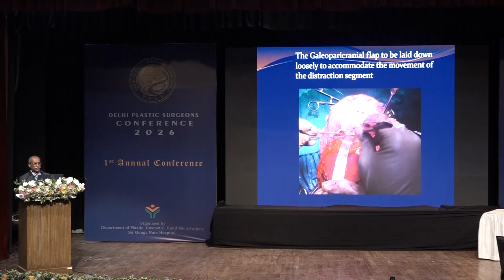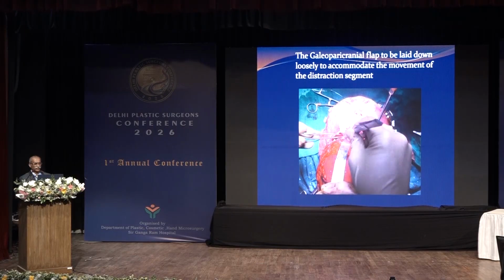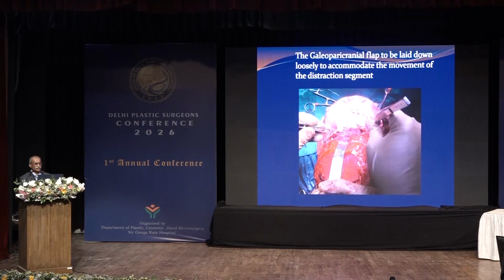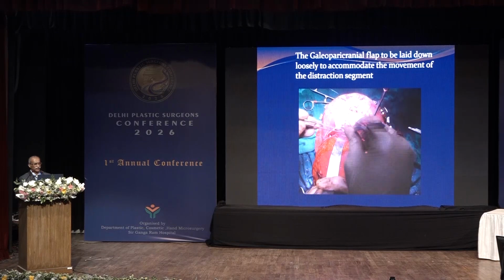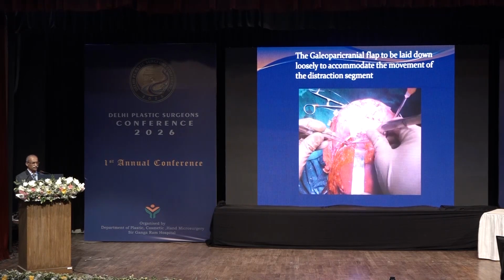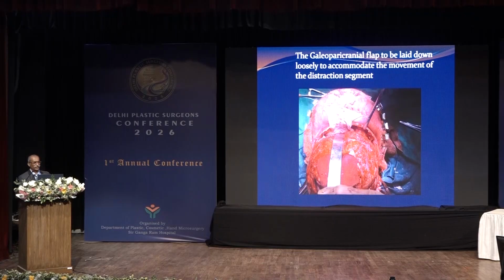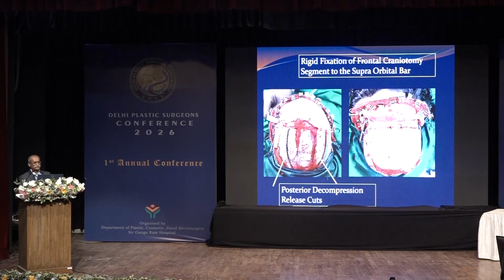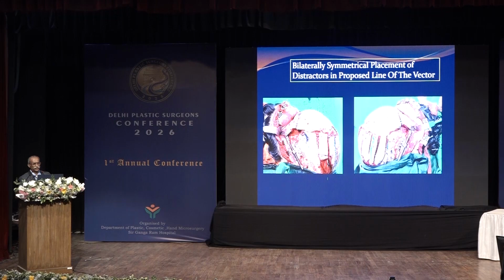So this area needs to be covered nicely with the galeopericranial flap, and you keep it slightly loose, because as your entire element is going to distract forward, this flap should not get pulled out. Then the frontal craniotomy segment is sutured, fixed back to the supraorbital bar, so that the entire orbital, maxillary and frontal element becomes one unit, and the distractor is placed bilaterally symmetrically.